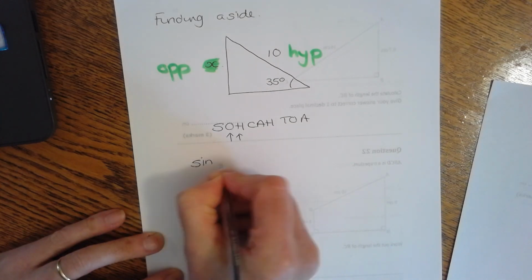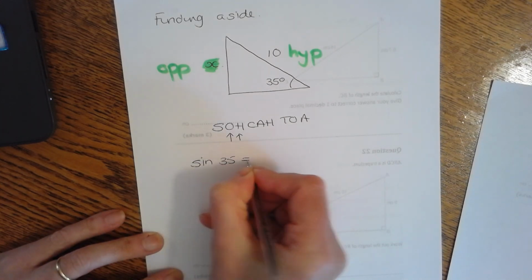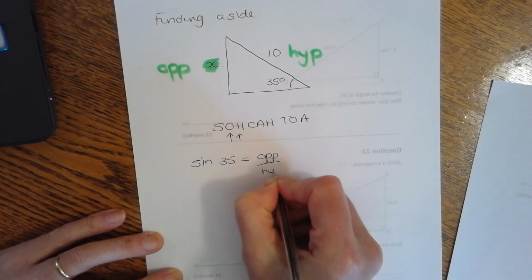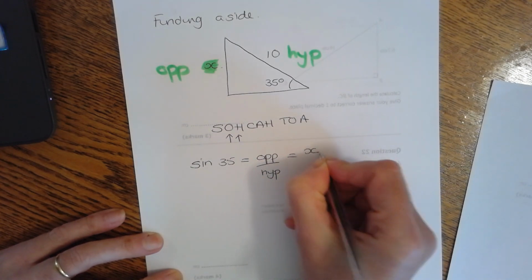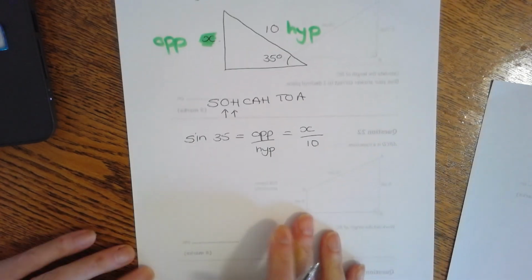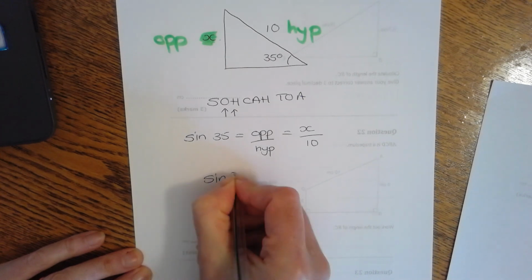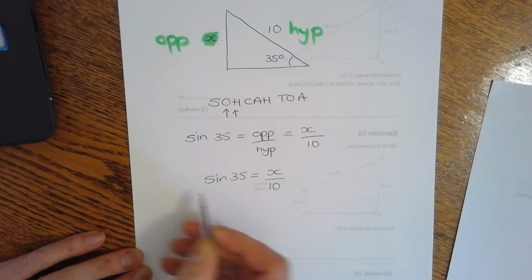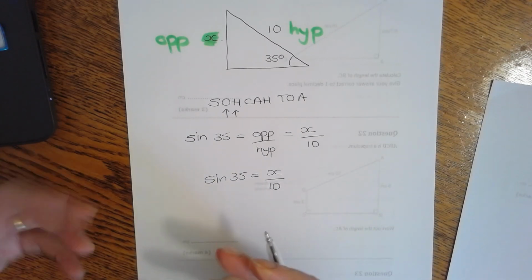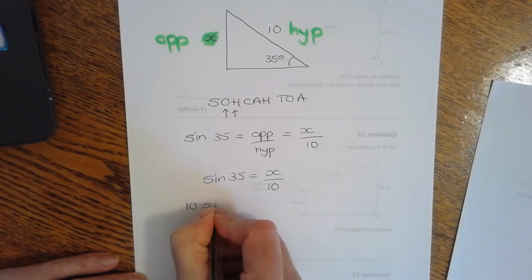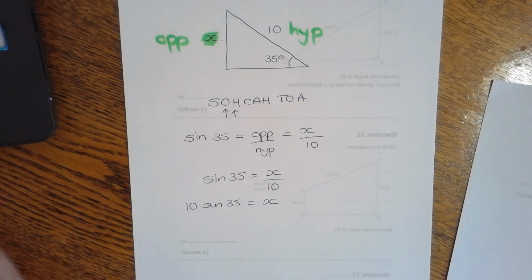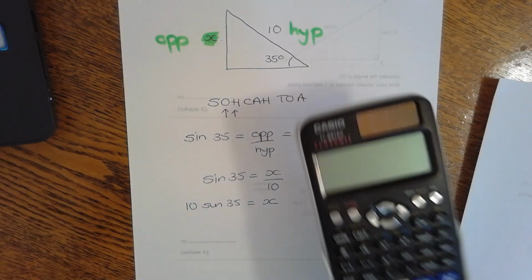So my sine of 35 degrees is equivalent to my opposite over my hypotenuse, which is equivalent to x over 10. So sine 35 equals x over 10. If I multiply both sides by 10, it just becomes 10 sine 35 equals x. So that allows me to find that side quite easily by just producing the calculator.